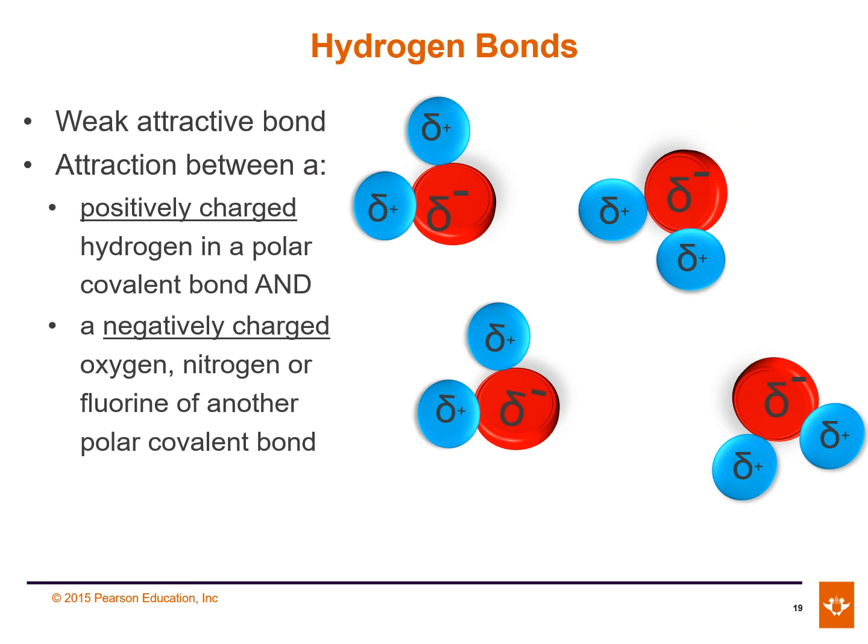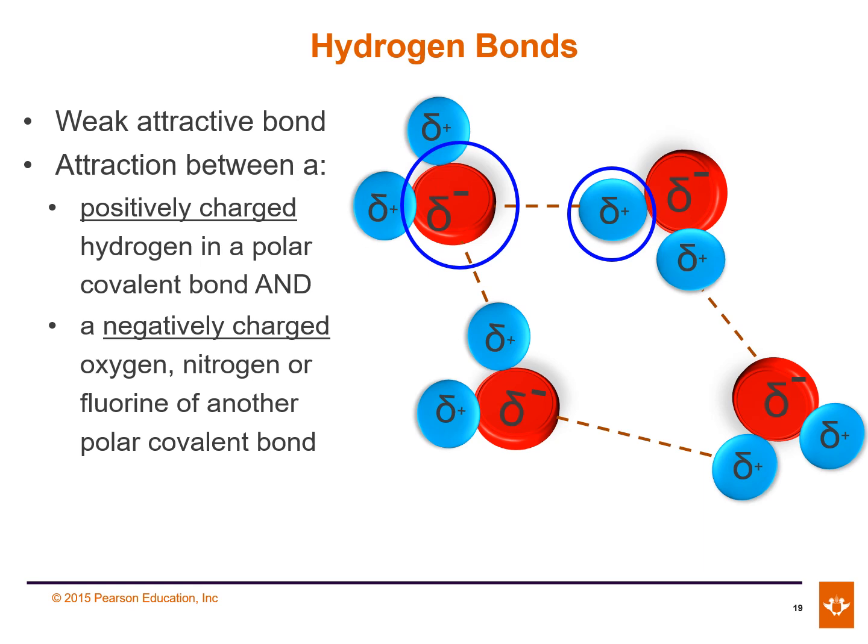Hydrogen bonds are weak attractive bonds. Let's look at the formation of hydrogen bonds between water molecules. In the previous slide, we learned that a water molecule has a polar covalent bond because it has a slightly negative charge on the oxygen side and a slightly positive charge on the hydrogen side. The hydrogen bond is then an attraction between a positively charged hydrogen in a polar covalent bond and, in this case, a negatively charged oxygen in another polar covalent bond.